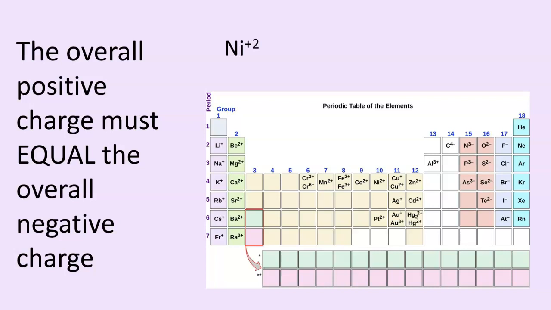But let's focus on the one we were just working on, which is NiBr2. We've already figured out that our bromide has a -2 overall charge, because it has a -1 on that periodic chart, but there are 2 of them.